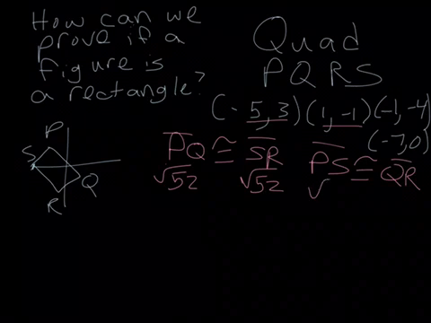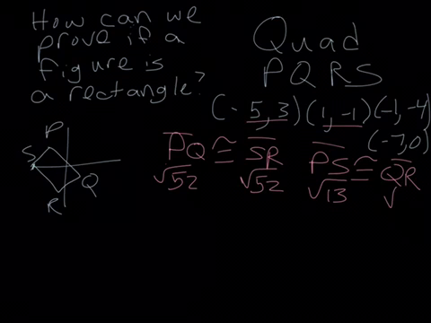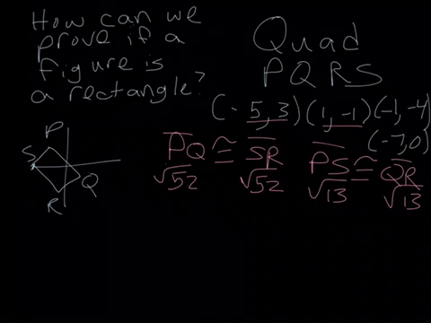And in PS, if we plug in our coordinates, we get the square root of 13. And in QR, we also get the square root of 13. So by doing that, we've proved that our quadrilateral is actually a parallelogram because the opposite sides are congruent, which is one of the conditions of the parallelogram. Now we need to prove that it's actually a rectangle, the special type of parallelogram. So to prove that, we need to prove something about those 2 diagonals.